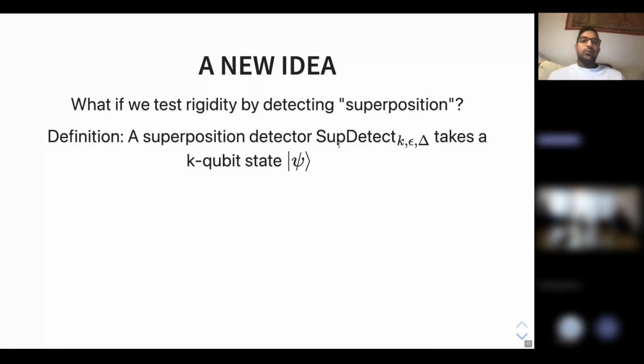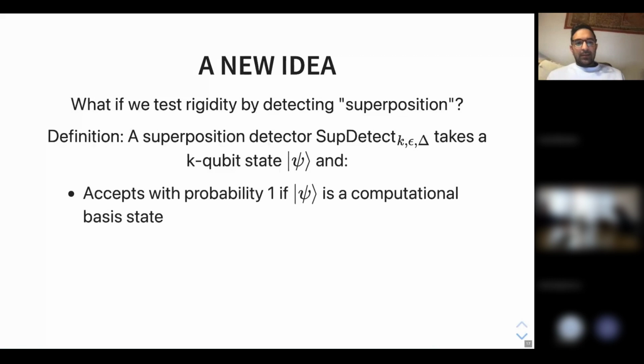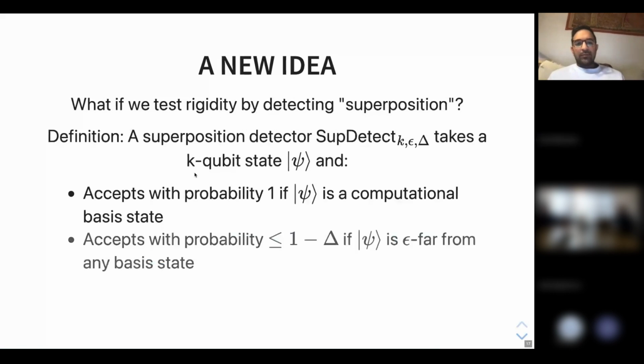Okay, so I'll define a superposition detector. It will take in a k qubit state. And there will be two options. If it actually is a basis state, like a computational basis state, I'll accept with probability 1. And if I'm epsilon far from some basis state, I'll accept with some probability less than 1.